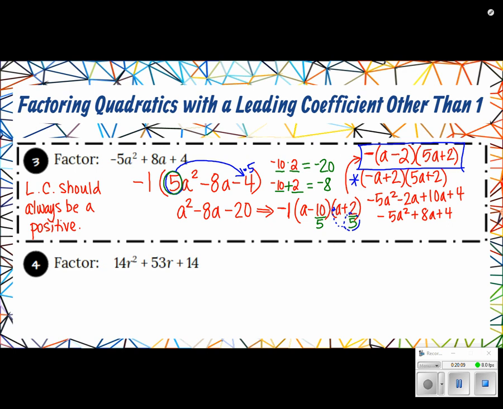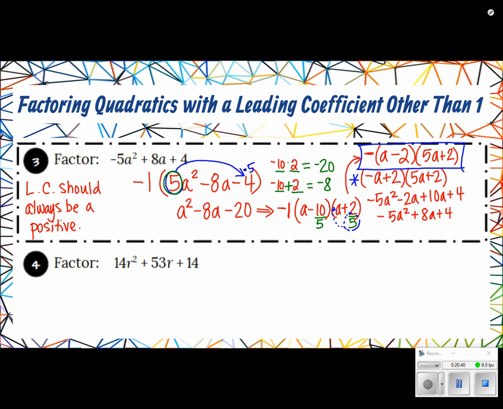All right, we're going to look at number 4. 14r squared plus 53r plus 14. So is there a greatest common factor? 53 is not divisible by 2 or 7 or 14. So guess what? There's no greatest common factor. Do not force one. That's the thing.